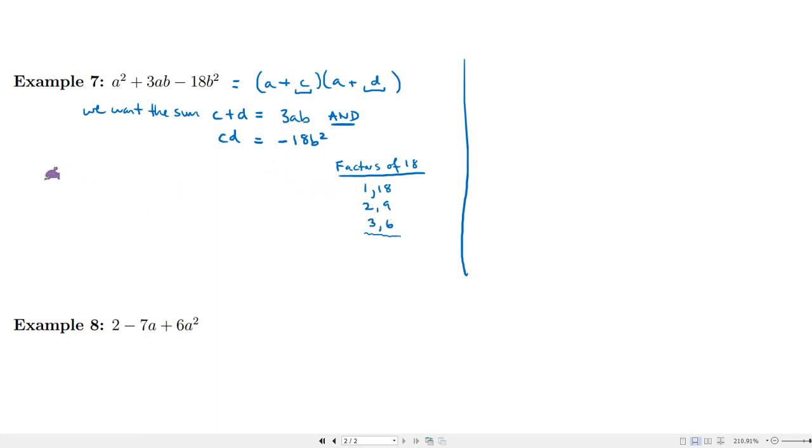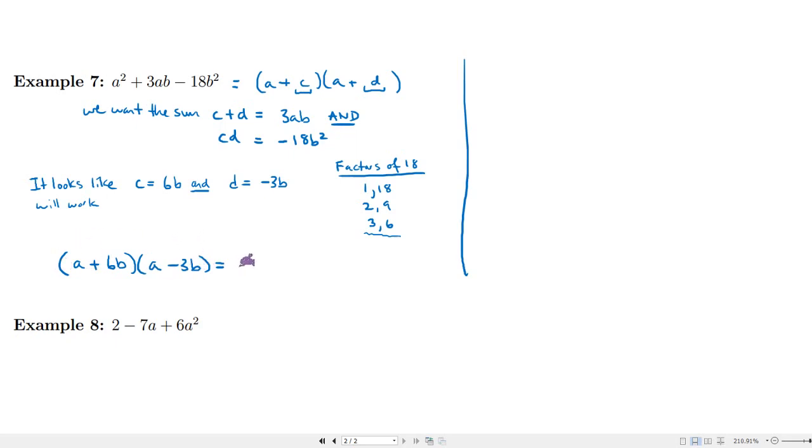Okay, so how about I just say, it looks like c equals the positive 6b and d equals the negative 3b will work. And we can check that. Okay, so let's write that out. So we'll have a plus 6b, a minus 3b. So hopefully that's correct, right?